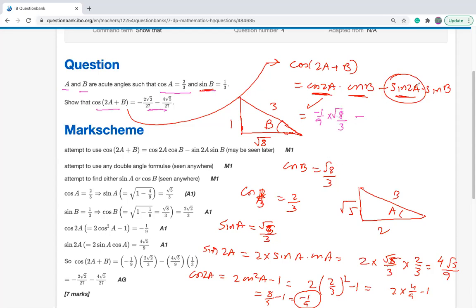And minus sine 2a, we got, is already here, which is 4 root 5/9. And cos of b that we got is basically the value of sine b, which we got is nothing but 1/3. So we got this answer. If you simplify it, you get this particular expression.